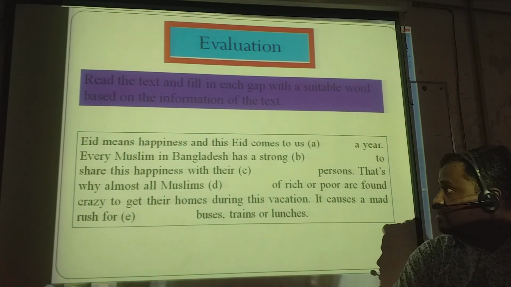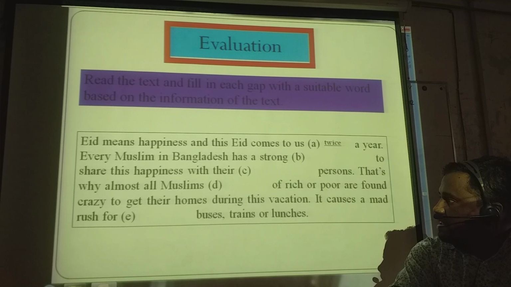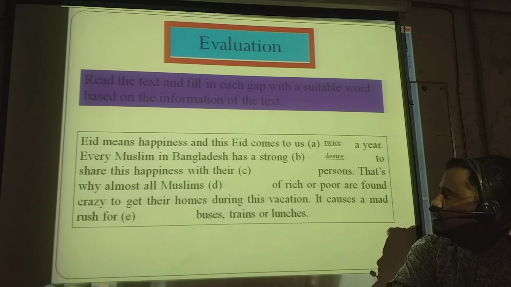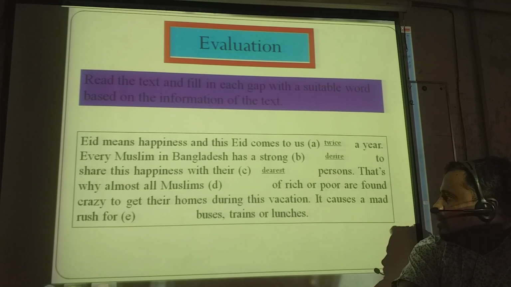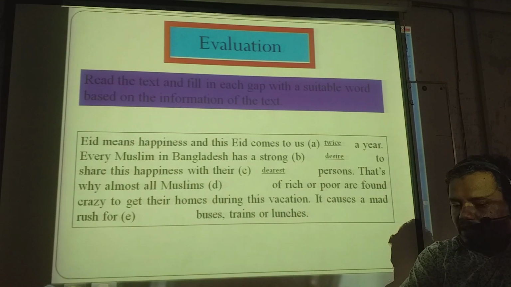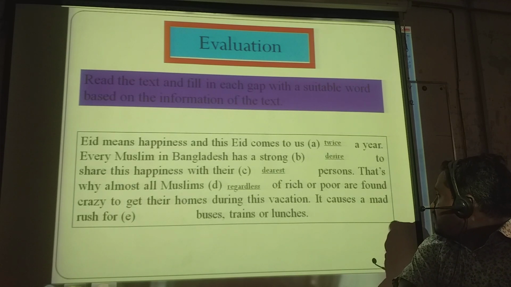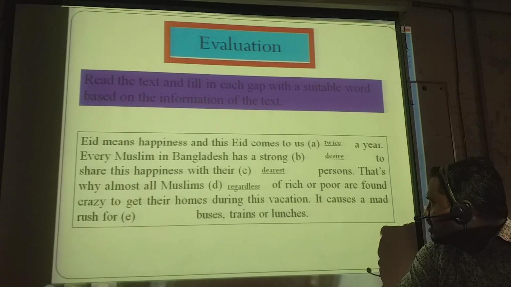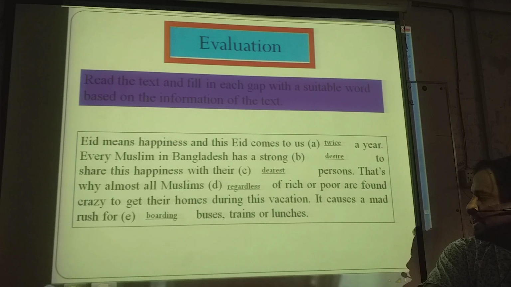Eid means happiness, and this Eid comes to us twice a year. Every Muslim in Bangladesh has a strong desire to share this happiness with their dearest persons. That's why almost all Muslims, regardless of rich or poor, are found crazy to get to their homes during this vacation. It causes a mad rush for boarding buses, trains, or launches.